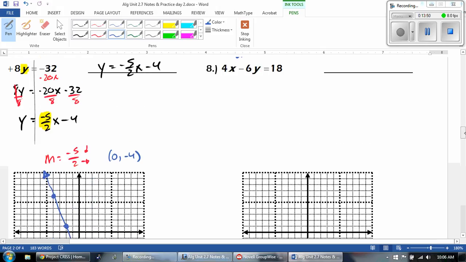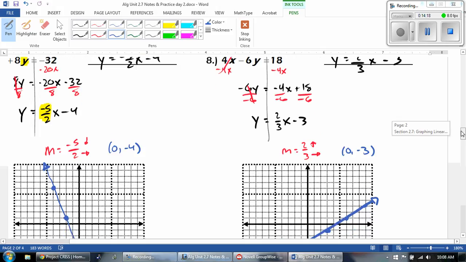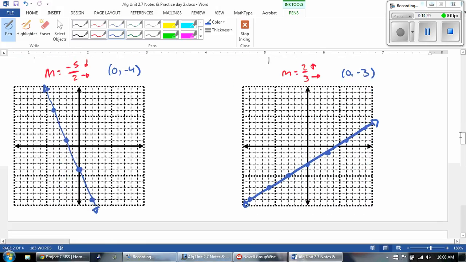Number 8, you guys are all on your own. Go ahead and pause the video, and good luck. Make sure to graph it. Okay, so you should have gotten y equals 2/3 x minus 3. You would subtract the 4, divide by -6. So just watch your signs. And then if you look, there is my graph.